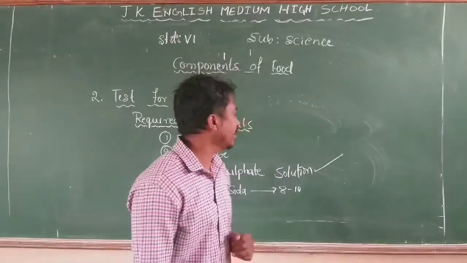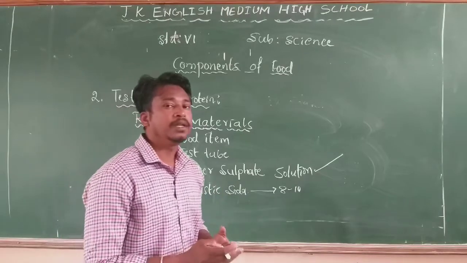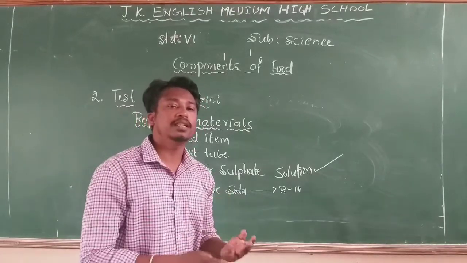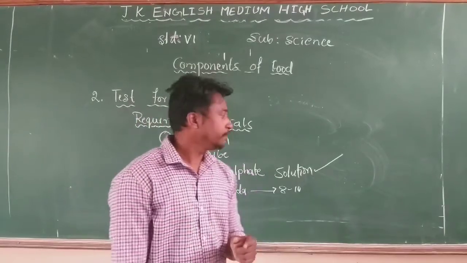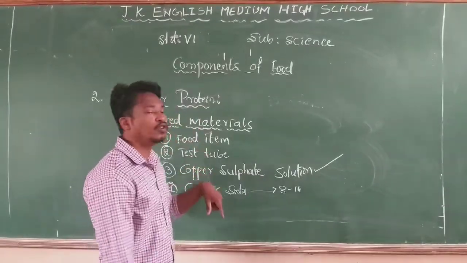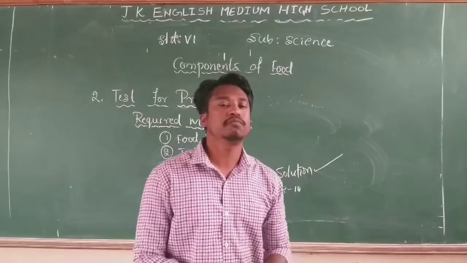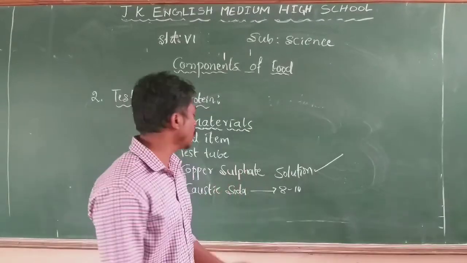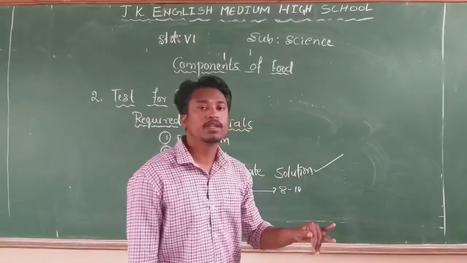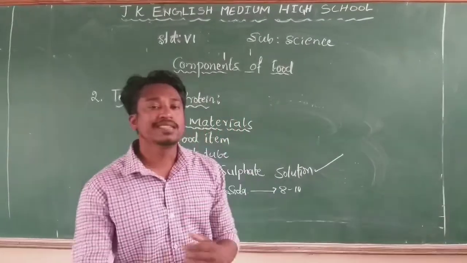Listen carefully. What we need to do? We have to take the food item and grind it well, and fill it in a test tube. Then we have to put a small amount of water and mix it well. Then after some time put 2 to 3 drops of copper sulfate solution, and shake it well.